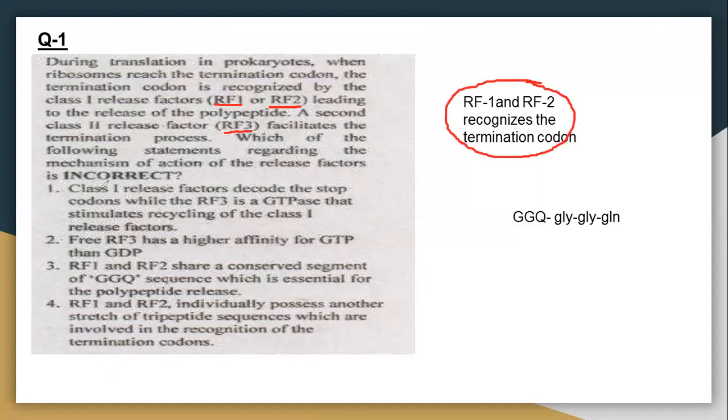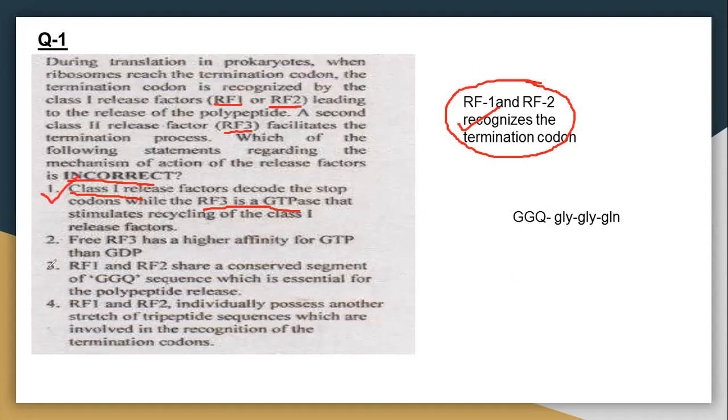Now you have to find which statement is incorrect. The statement given is: class 1 release factors decode the stop codon, while RF3 is a GTPase that stimulates recycling of the class 1 release factor. Yes, RF1 and RF2 recognize the termination or stop codon, and RF3 is a GTPase that stimulates the recycling of RF1. These are correct.